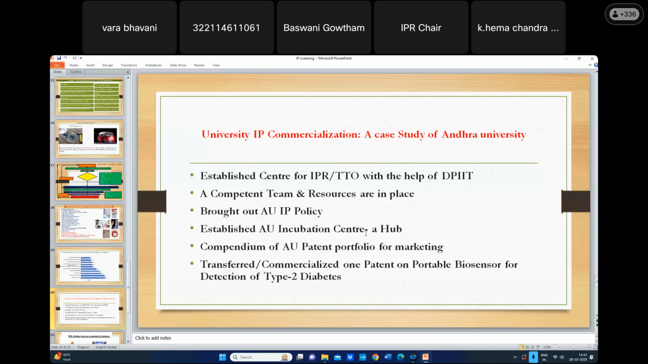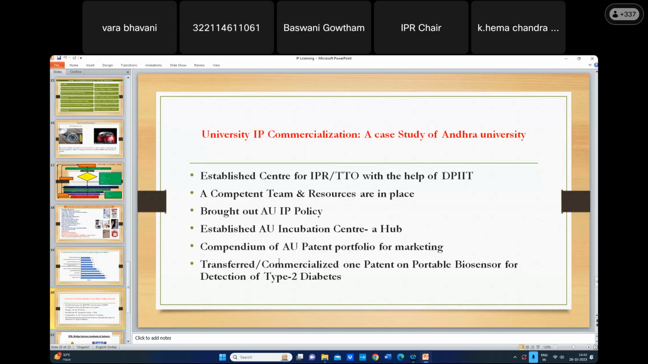We established an incubation center as another major contribution of the present Honorable Vice Chancellor. Students, faculty, anyone who has a new idea can convert that idea into a product or process using the services made available at the AHub AU Incubation Center.